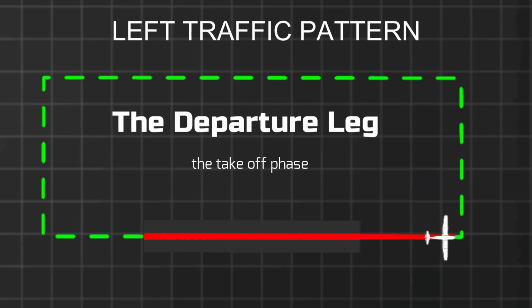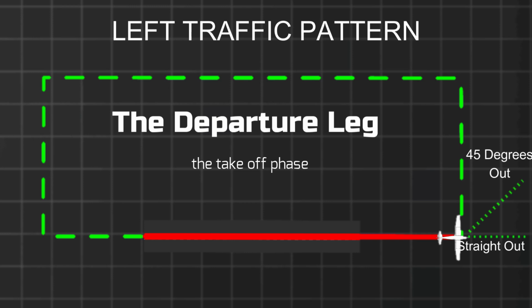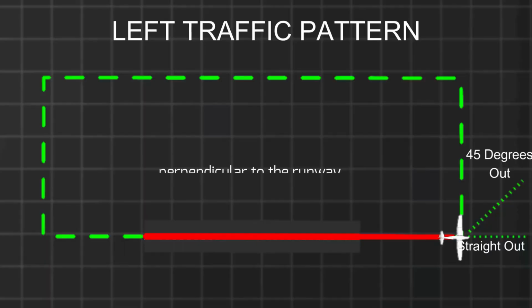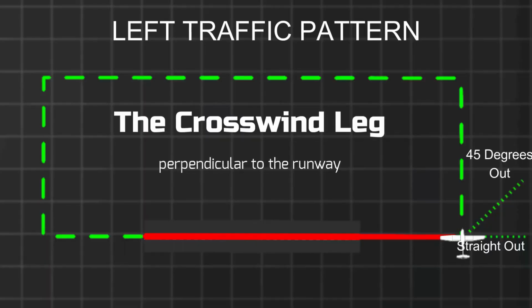Here, the pilot can either continue the pattern or exit the pattern. Exiting the pattern can be done by simply flying straight out or flying at a 45 degree angle to the departure leg. But if the pilot wishes to continue the pattern, the pilot will begin the second leg. 2. The crosswind leg. After finishing the departure leg, the pilot turns 90 degrees to the left and flies perpendicular to the runway. The crosswind leg is approximately 1 nautical mile long.